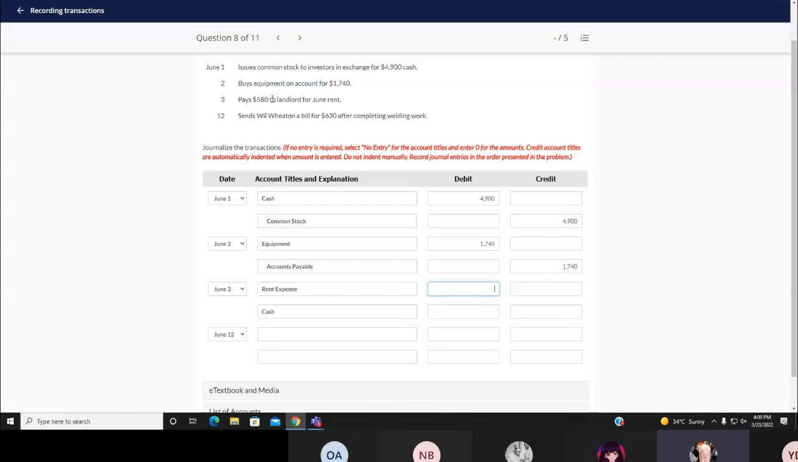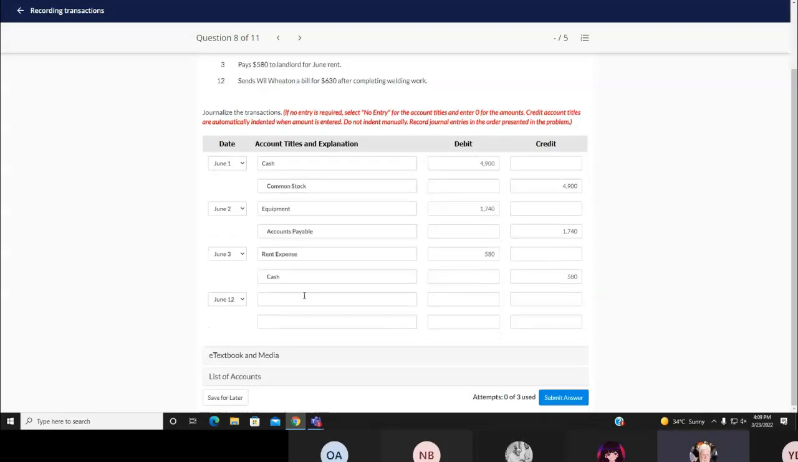Very good. Then I earned revenue, and I sent the guy a bill, which means I didn't get cash, which means he's going to pay me later, which means my records show accounts receivable. Revenue: you earn revenue, every time you work, revenue, credit.